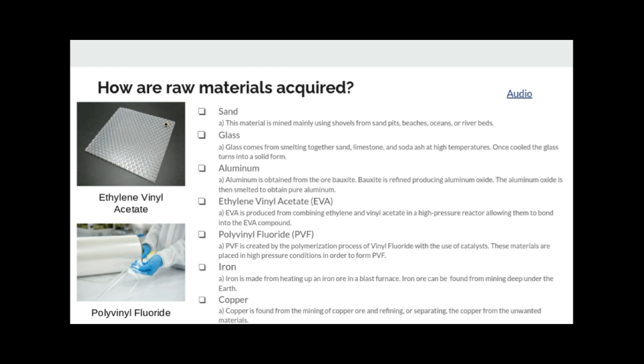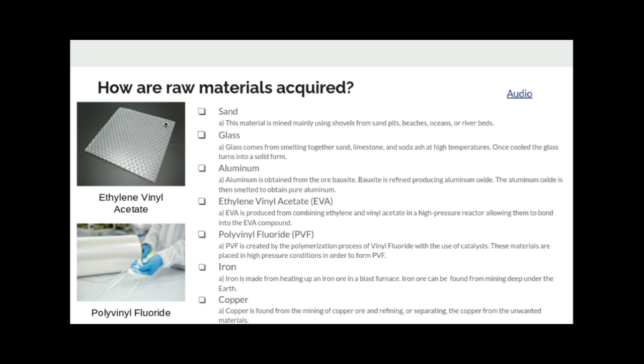Next, we have how a raw material is acquired. First, we have sand. This material is mined mainly from sand pits, beaches, oceans, or riverbeds using shovels. Next, we have glass. Glass comes from smelting together sand, limestone, and soda ash at high temperatures. Once the glass is cooled, it turns into a solid form.